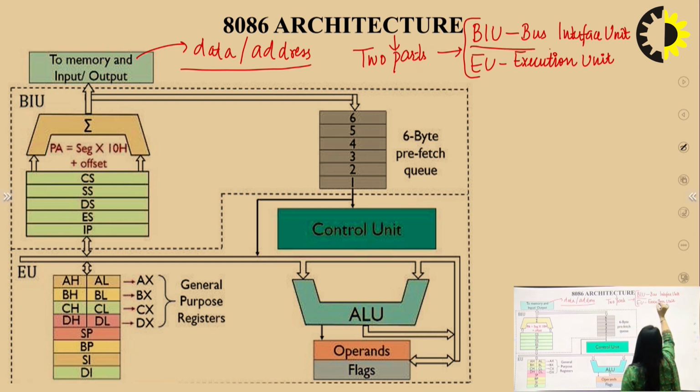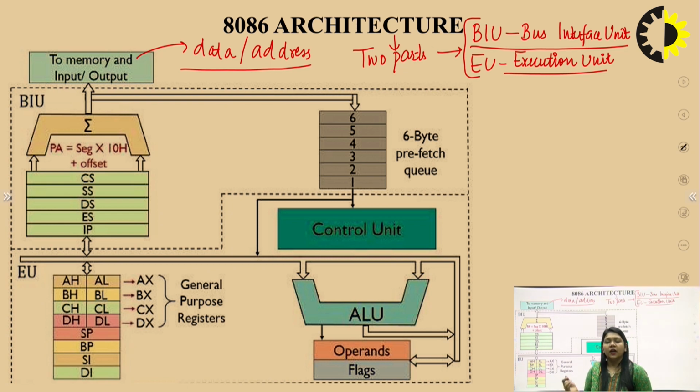Bus interface means all the interfacing is done by the BIU, and all the execution is done by the execution unit. Suppose we have to collect data from some address and we have to carry that address. The BIU will deal with the outside world. From this point, it will carry the data and take it to this instruction queue.